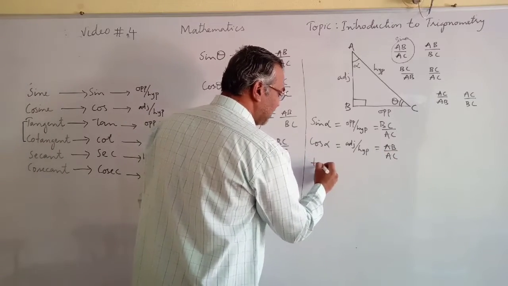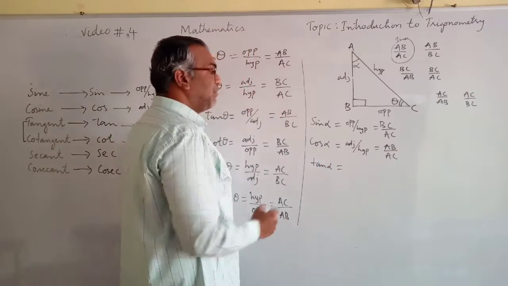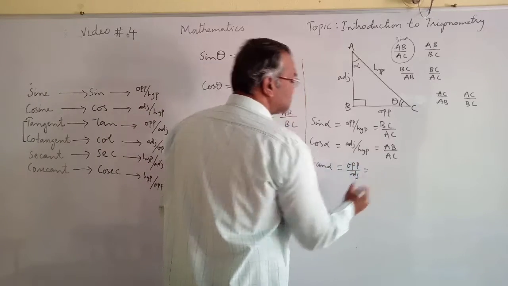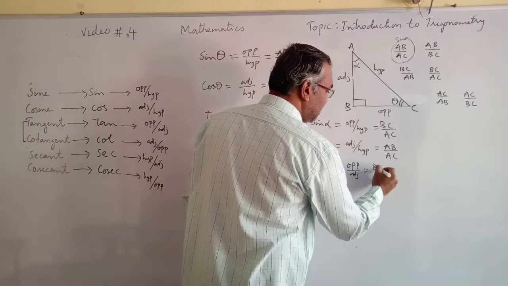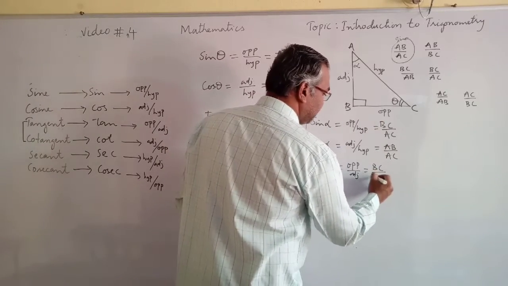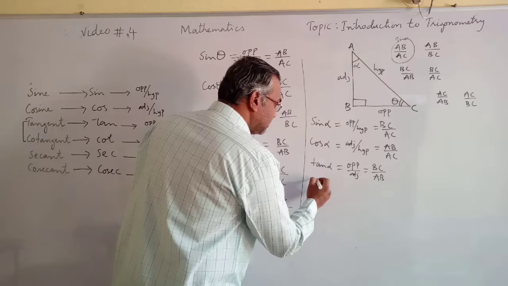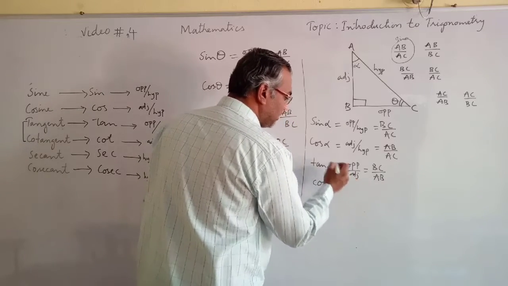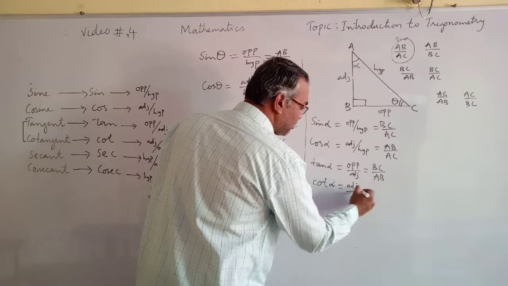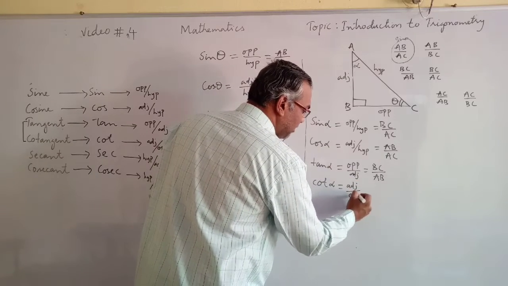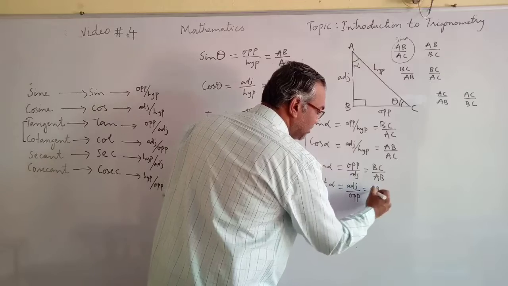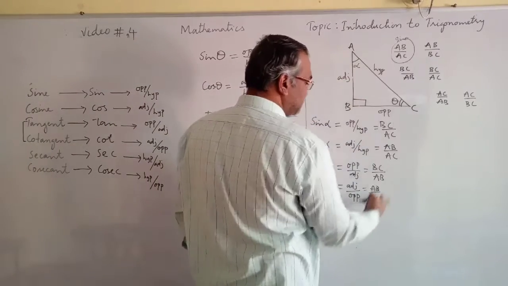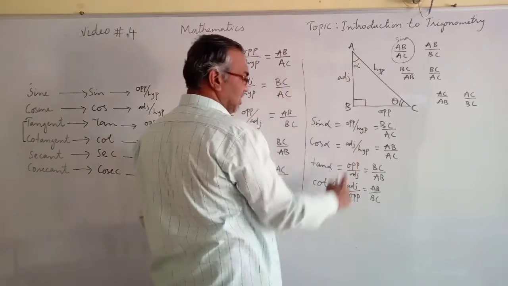Right? Then tan alpha. The definition of tan is opposite divided by adjacent. So that will be BC divided by AB. Then next, cot alpha. We know it's the reciprocal of tan, so it will be adjacent divided by opposite, that is AB divided by BC. Adjacent is AB and opposite is BC, because of angle alpha.